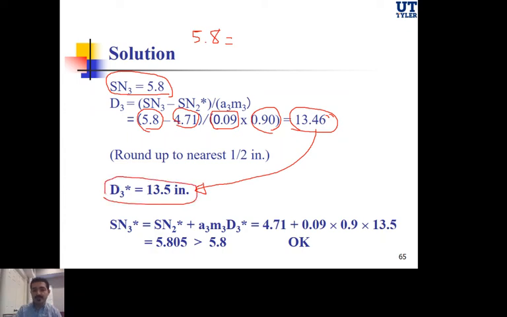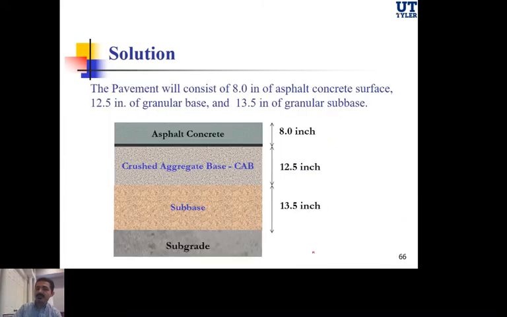And now to double check again, you're going to say SN2, which is 4.7, plus 0.09 times 0.9, which is the layer drainage coefficient, times 13.5 inches, which is D3 star. Therefore, the SN3 star is 5.805, which is higher than 5.8. Therefore, the design is okay, and you can now draw this section.